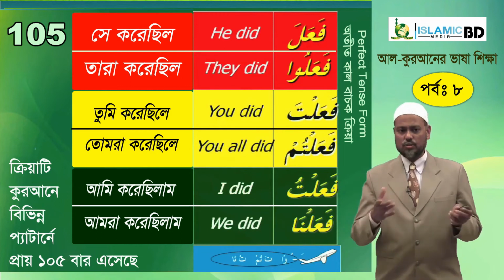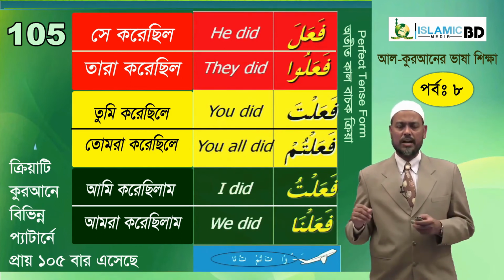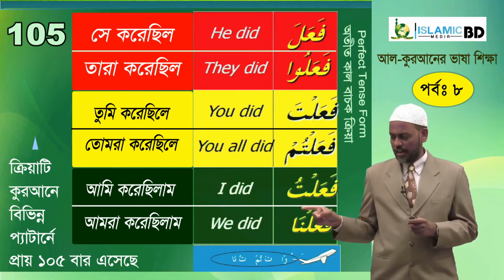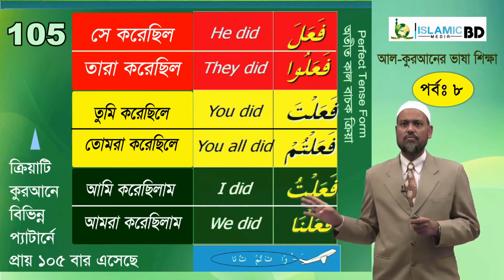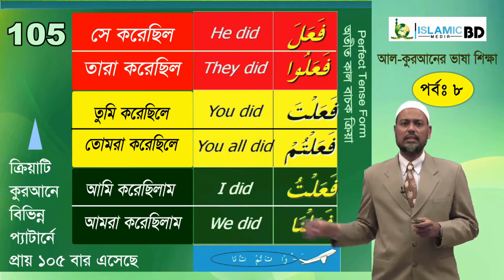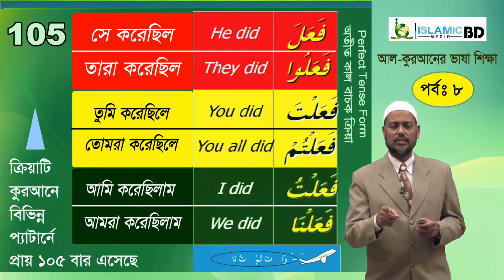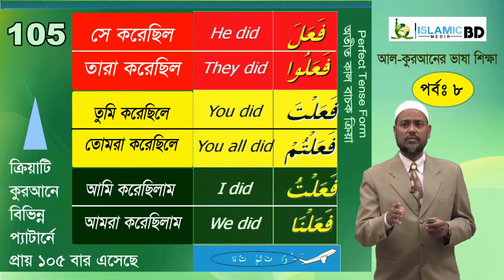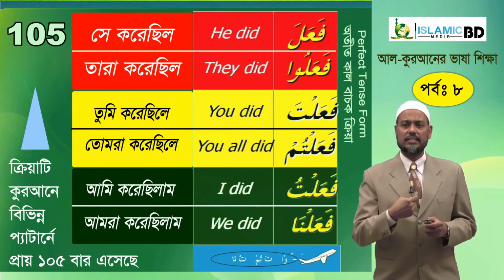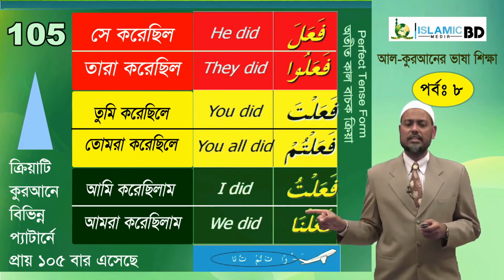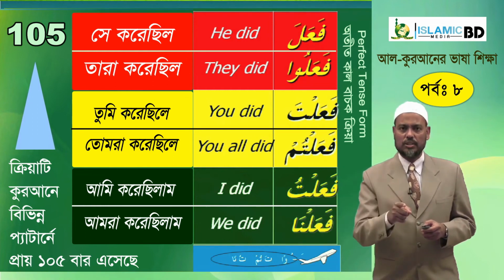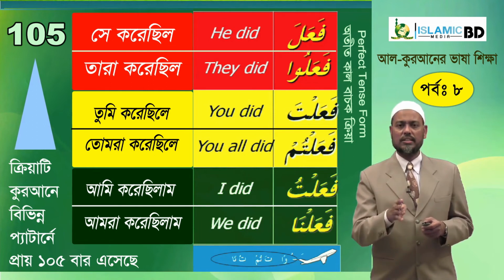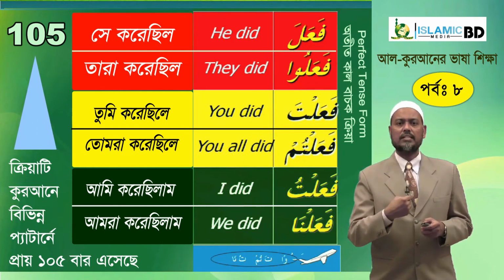Fa'ala is he did, and let us practice it. So repeat after me. Fa'ala, he did; fa'alu, they did; fa'alta, you did; fa'altum, you all did; fa'altu, I did; fa'alna, we did. Fa'ala, he did; fa'alu, they did; fa'alta, you did; fa'altum, you all did; fa'altu, I did; fa'alna, we did.